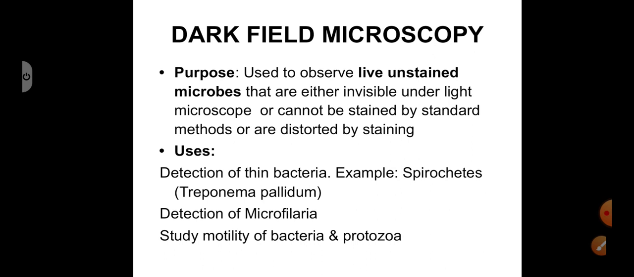Okay. So the purpose is, it is used to observe live unstained microbes that are either invisible under light microscope, or which cannot be stained by the standard methods like gram stain, or which can be distorted by staining. So it is used to detect thin bacteria like spirochetes, example Treponema pallidum. You can detect the microfilaria, the larval form of one of the parasites known as Wuchereria. You can study the motility of the bacteria and the protozoa. So it's very important. You have to know the principle and the uses of the dark field microscope. It's a very important short note.